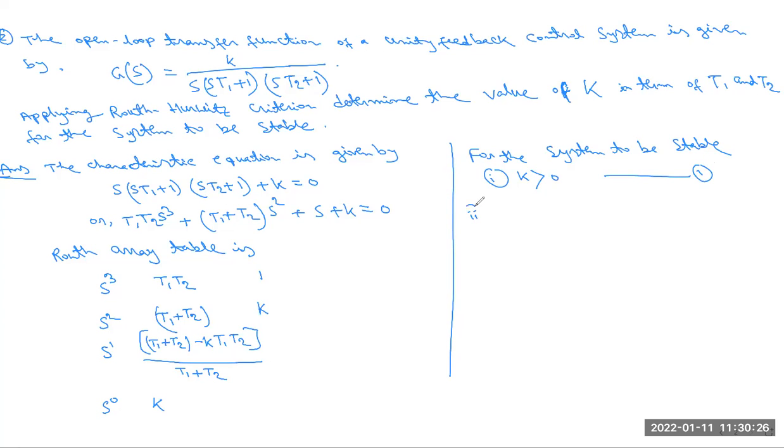Number 2, this is the equation: T1 plus T2 minus K into T1 T2, divided by T1 plus T2, and it is also greater than 0. So now we have to calculate this simplification. This is T1 plus T2 minus K T1 T2.